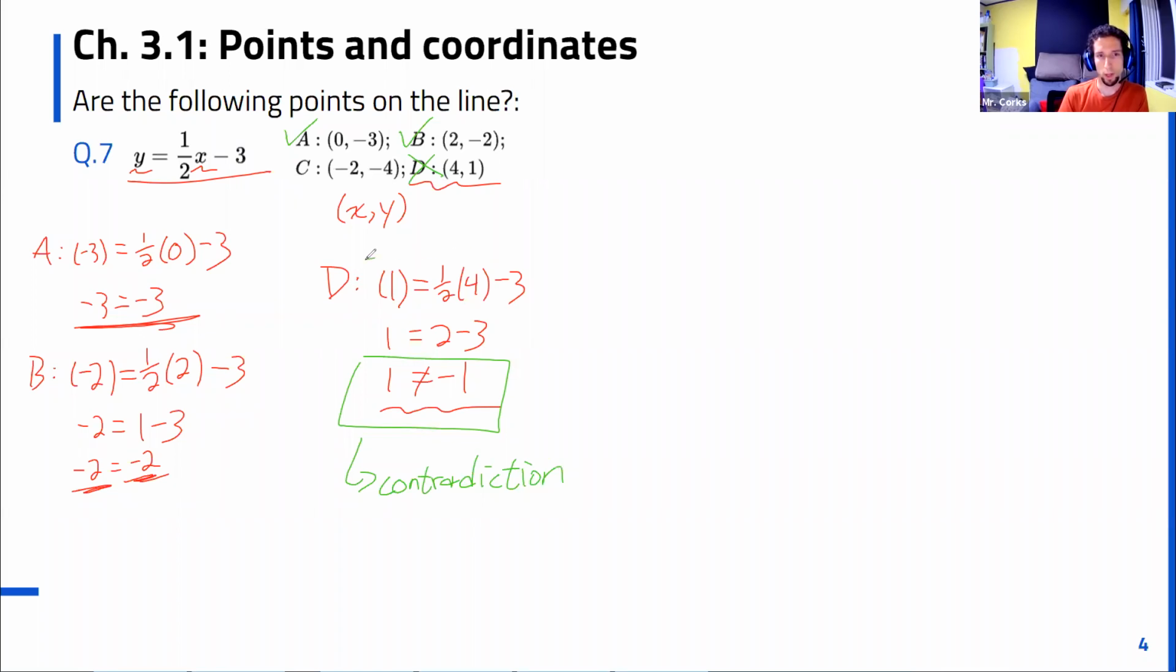So we assume that it is on the line when we do the substituting step, but then when we simplify, we get this impossible result. So that's a contradiction and D is not on the line. C also is, it's the same process as the other one. So I'll leave that one, but C is also on the line. D is the only one that is not. Okay, so that's how we check.